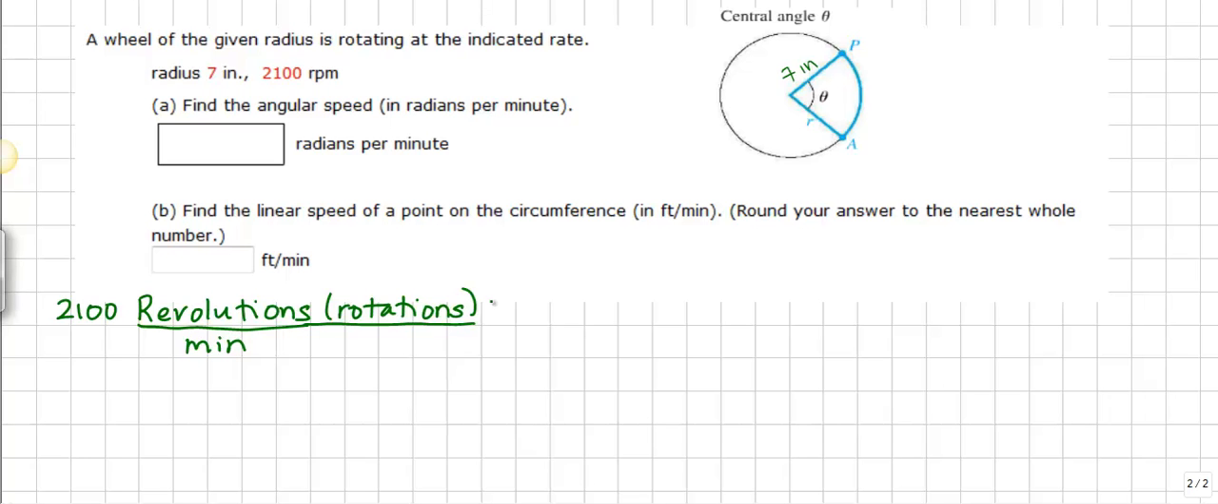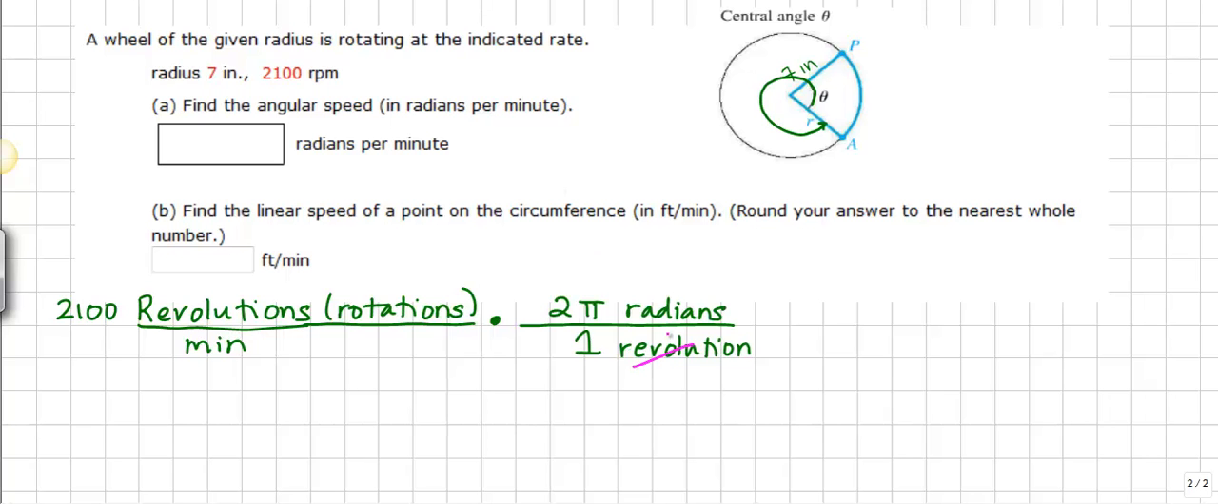Now we know that if you rotate or revolve one full time around the wheel, then you actually form a central angle of measure 2 pi radians. So again, if we took this and we went all the way back around, okay, that's 360 degrees or 2 pi radians. So there are 2 pi radians for one full revolution if we look at an angular measure.